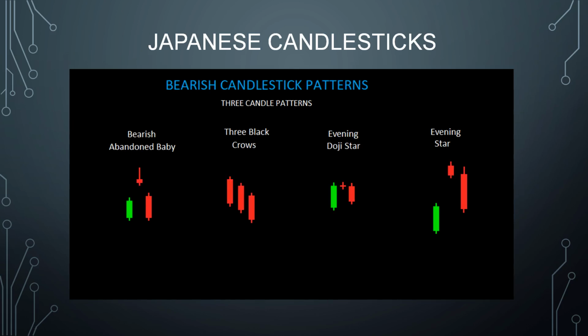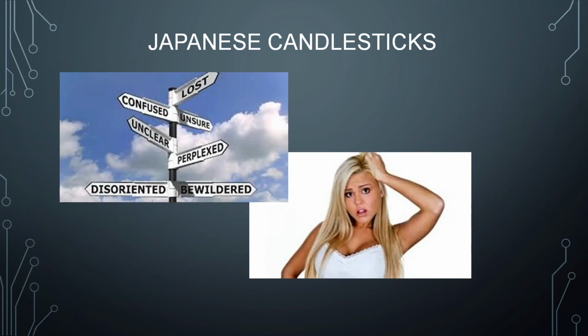Next up, we've got the bearish three candles, very similar, bearish baby, three black crows now, evening doji star. So really, that's just a quick run through a couple of different chart patterns there for you. Now, you're probably feeling a little bit confused or lost, and that's okay. There's plenty of time, and I'm going to give you more material to look at and to help you on your way here.